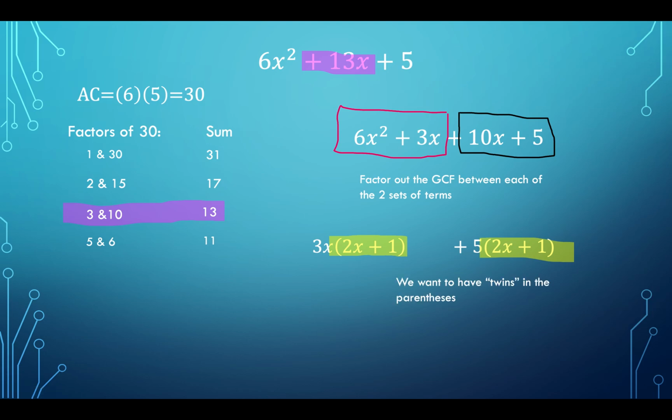That's good. So now we take the 1 and rewrite the 1. So 2x plus 1. And then we take whatever was left on the outside and group them together. So we have 3x plus 5 times 2x plus 1.